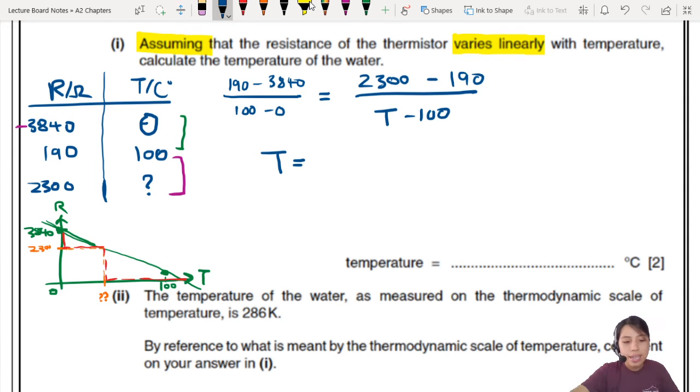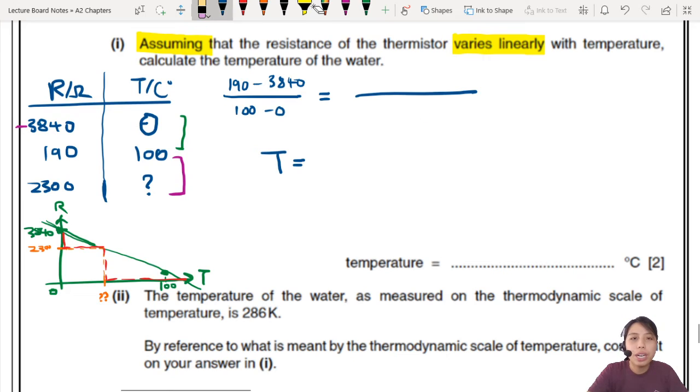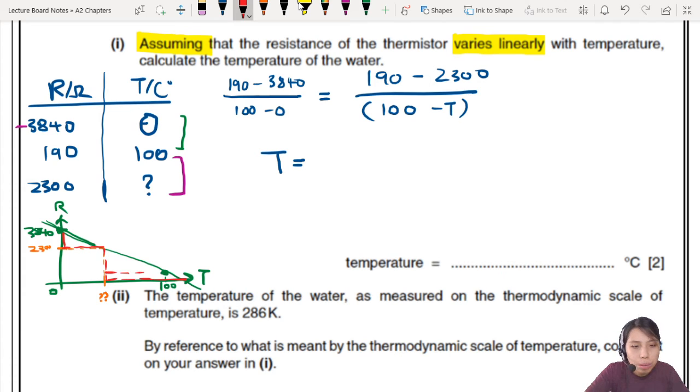Oh, I just noticed an error. Negative sign. Yeah, here got negative sign. My bad. Finding gradient should be y2 minus y1. So this should be 190 minus 2300, backwards, 100 minus T. Alright. If you're wondering where 190 comes from, 190 is down here, at this point that they gave to us at 100 degrees. This is 190.